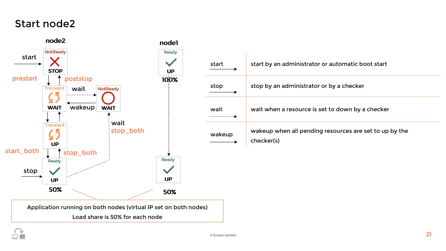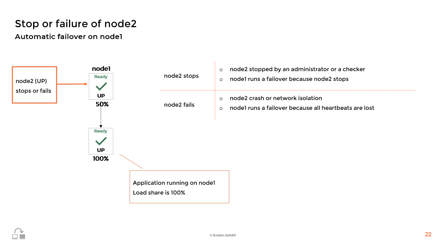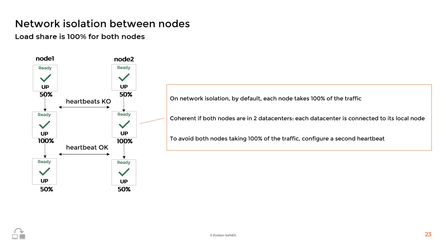As shown in the figure in the middle, on node 1, the module transitions to the up green state, taking the other 50% of the traffic. When there is a stop or a failure of node 2, node 1 stays in the up green state, but takes 100% of the traffic. Then, the application, which continues its execution on Node 1, manages all TCP connections from clients on the virtual IP address. Let's now explain the implications of network isolation between both nodes.